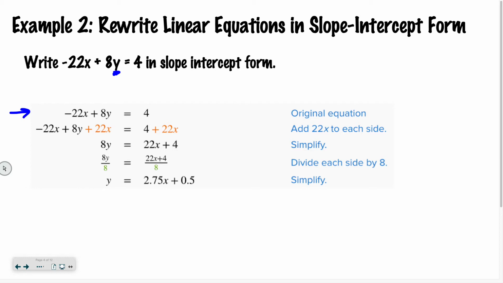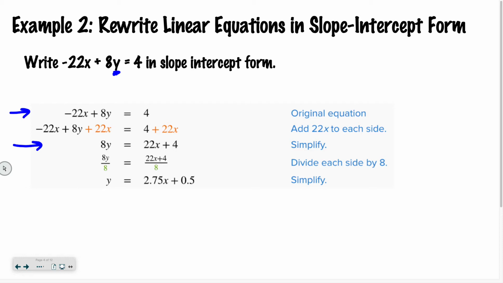When switching these to your slope-intercept form, your first step is always going to be to move the x. So in this case, we move the x by adding because we had a negative, okay? So since it was negative, the way we move it is by plussing it or adding it. So we say plus 22x on each side. So then we're left with this step right here, 8y equals 22x plus 4.